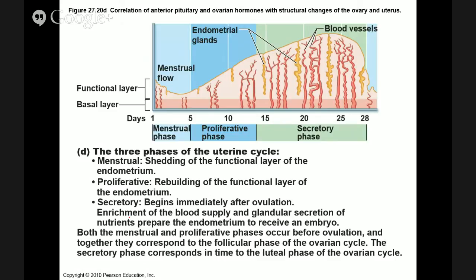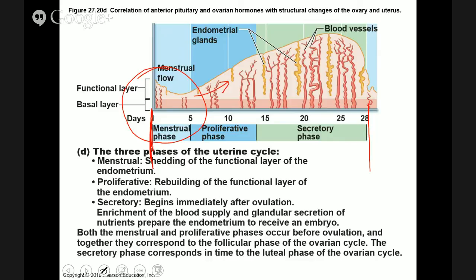If we go to the uterus now and look at the thickness of the wall of that functional layer of the uterus, you can see that the beginning of the uterine phase is actually the menstrual phase. So at the beginning, for about the first 5 days, that's when the woman is going through the menstrual phase. After that, now things start to build up again.